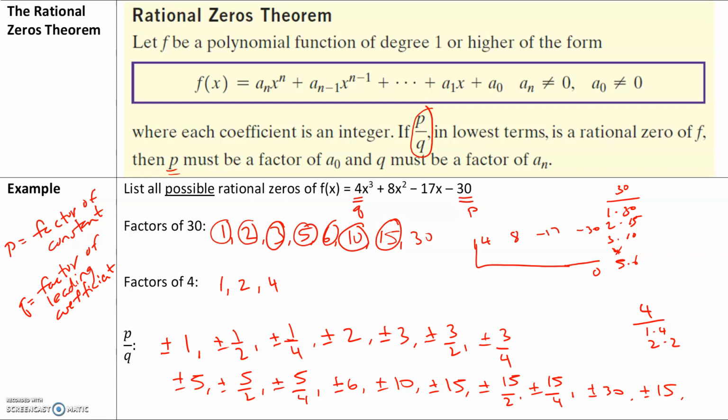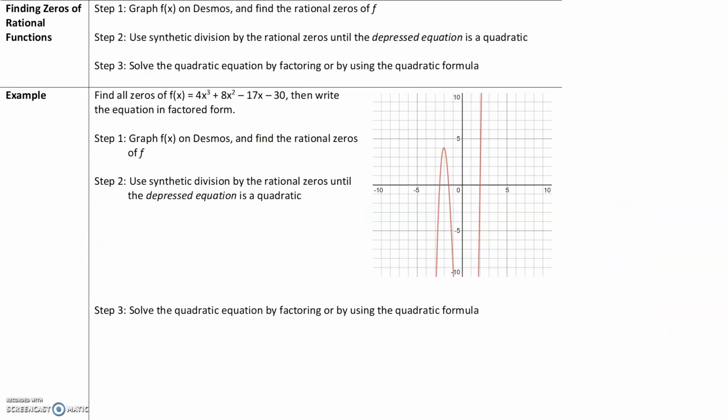So these are all the possible rational zeros. The zeros are somewhere amongst these. Okay, so here's how we're going to find the zeros. We're going to use Desmos. So finding zeros of rational functions, step 1: graph f of x on Desmos and find the rational zeros.